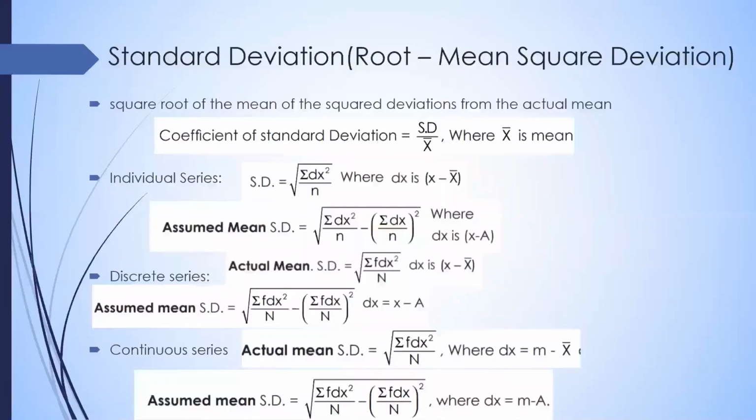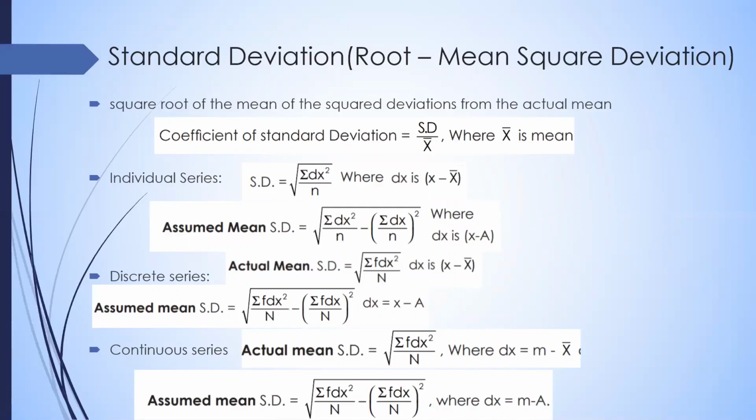Now, the last one that we take into consideration, which is the most prominent measure of central tendency that we consider, is the standard deviation, or, elaborately, we call it the root mean square deviation. We calculate it as the square root of the mean of the squared deviations from the actual mean.